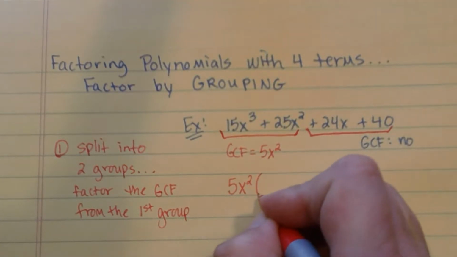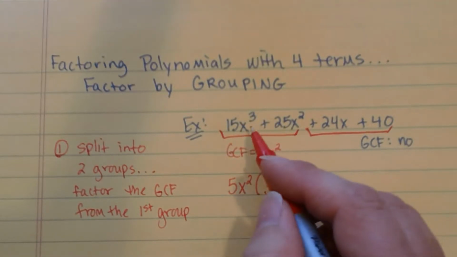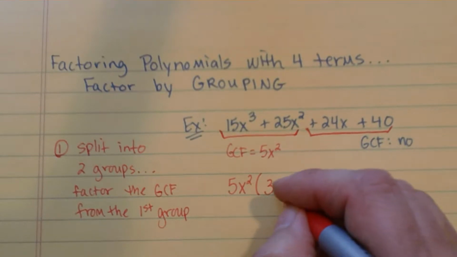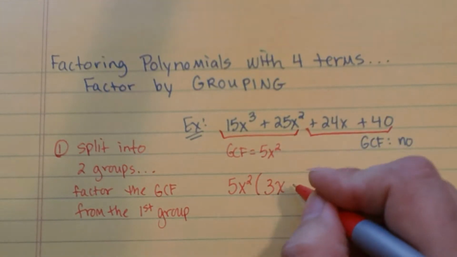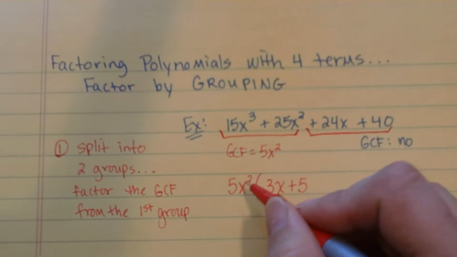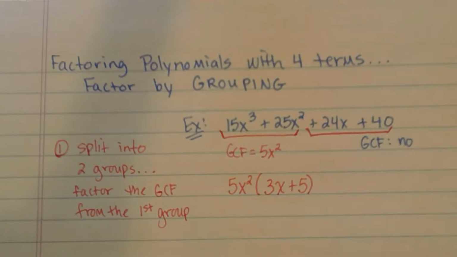So 5x squared out in front, then divide out 5 from 15, we get 3. Divide x squared out of x cubed, we get an x left. And then divide 5 out of 25, we have 5. And then x squared into x squared, and there are no variables left.